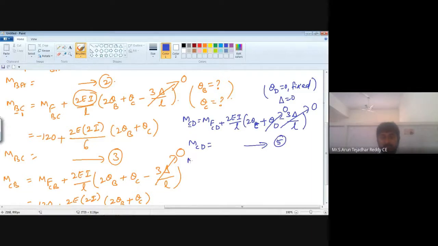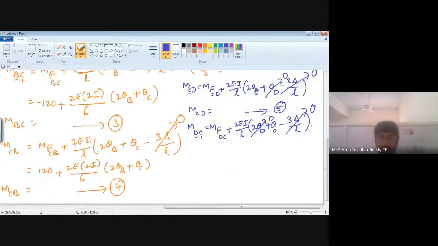Okay. Next, MDC is equal to MFDC plus 2EI by L. First term is D, so twice theta D plus the second term is C, so theta C minus 3 delta by L. Here delta is 0 and theta D is 0. Remaining you can write as usual, and whatever values we have, just substitute here. Then you will get MDC, equation number 6.